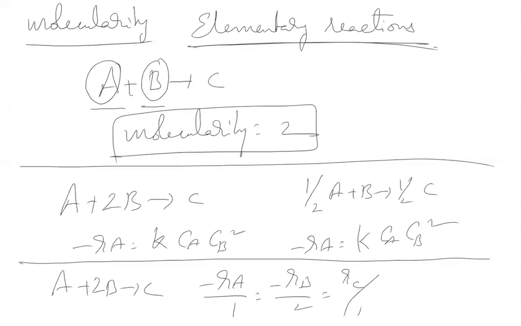Sir, somebody is asking why you put RA equal to 0 for finding the equilibrium conversion. At equilibrium, the rate of A is 0, no? Because the rate of formation and the rate of backward reaction are equal.